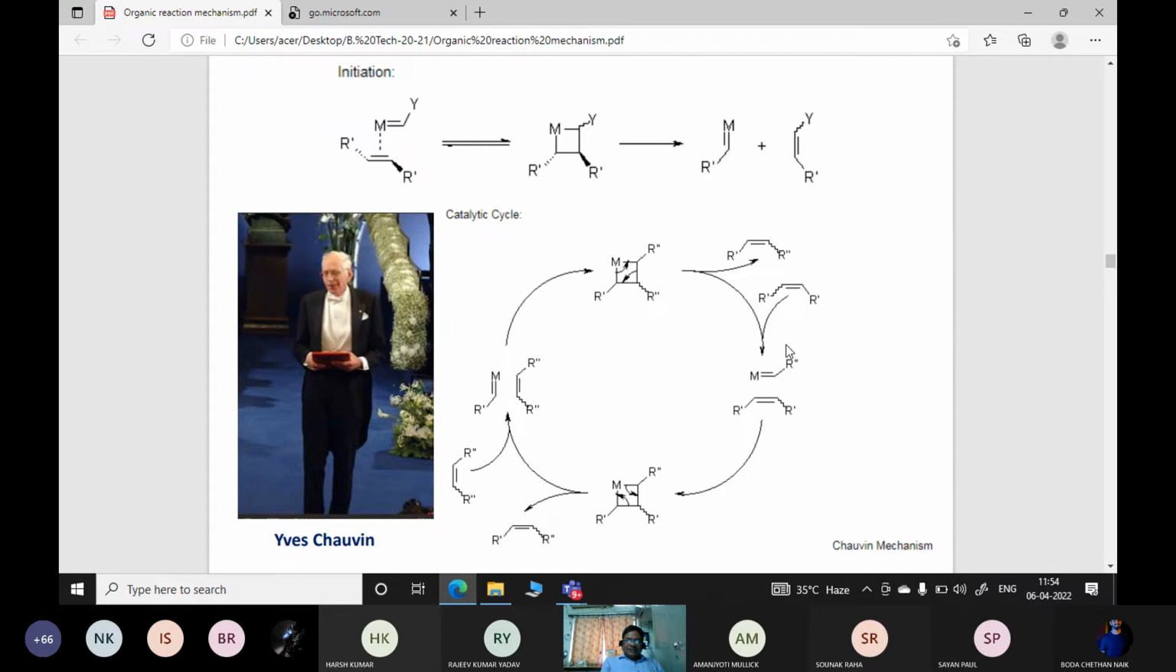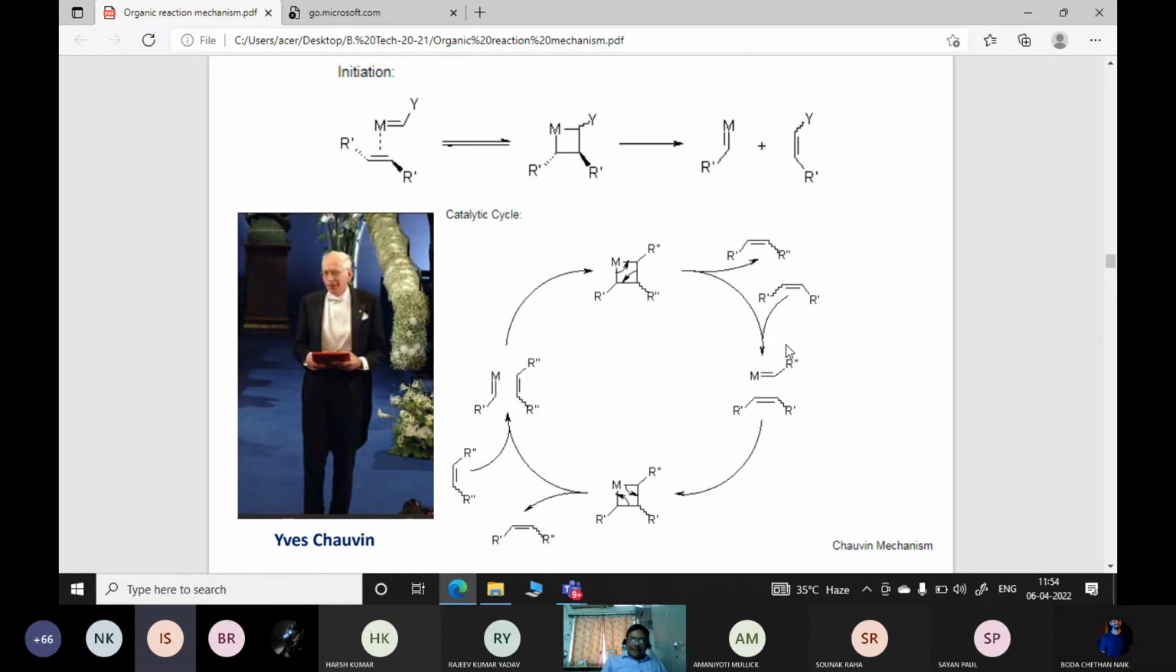So what is the importance of the reaction? Organic reaction mechanism is very important. My research group is also working on inorganic reaction mechanism. To propose a mechanism, it takes about two to three, even four years. So mechanism is very, very important.